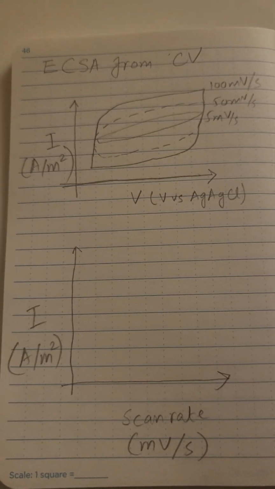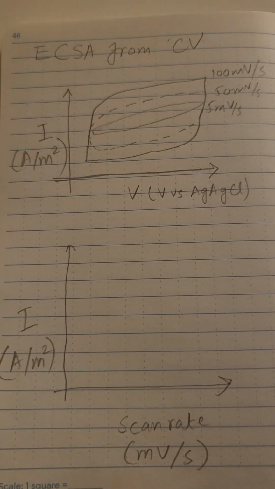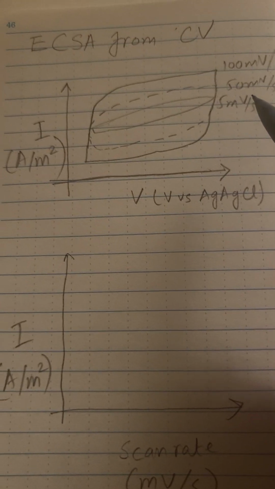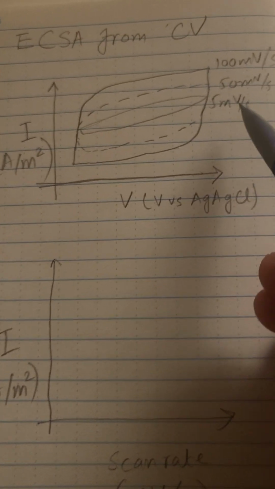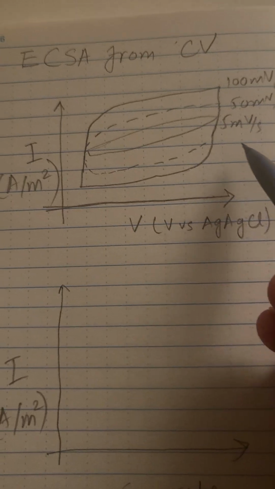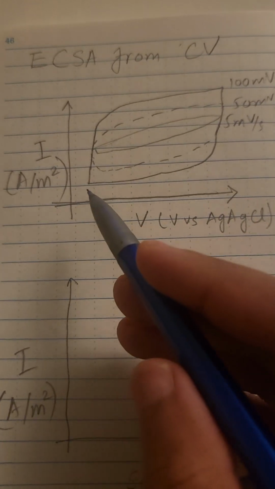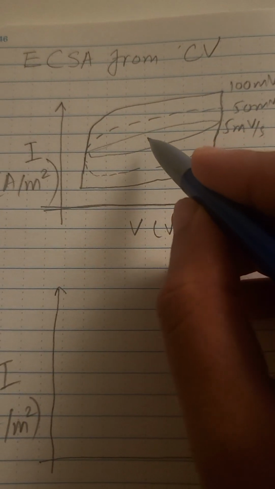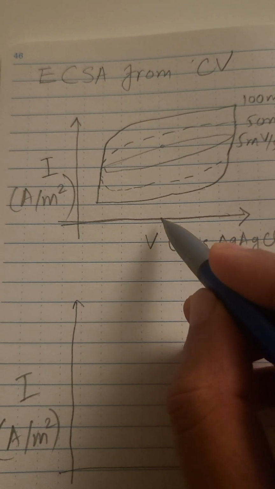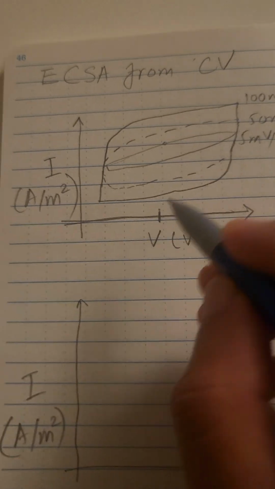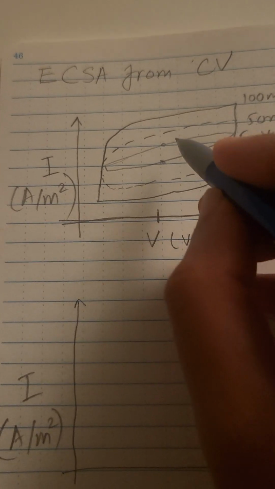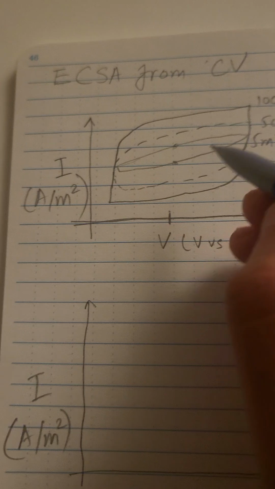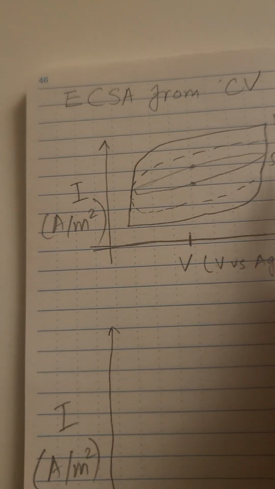Hello. So to calculate ECSA from CV curves, we need to know, once you have the CV curves at different scan rates, let's say for our material, from the y-axis we have current. So let's say for 5 millivolts per second, we have these two numbers at OCP, which is 0 volts. So we need to get these two currents, the lower one and the upper one, and take the average of that current for 5 millivolts.